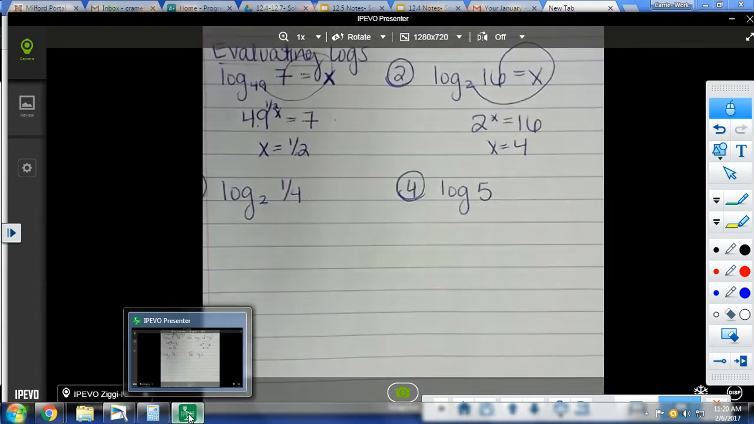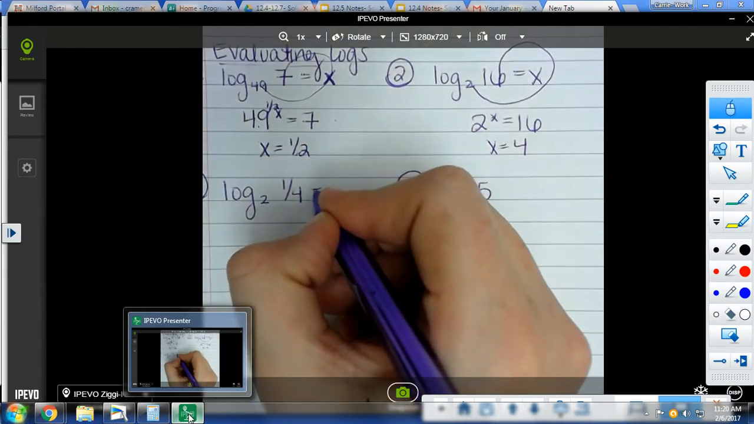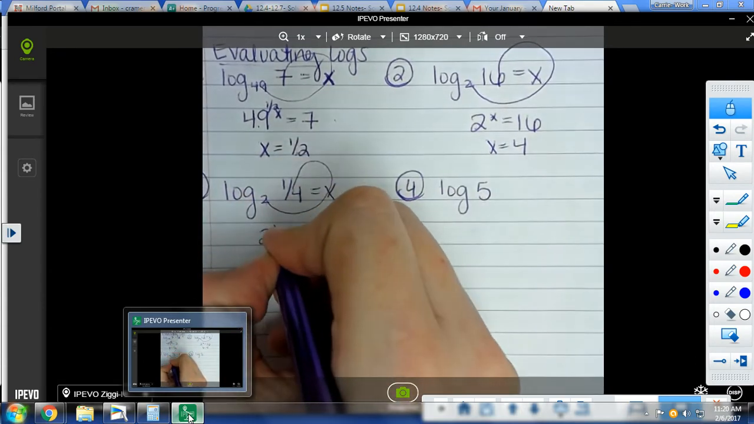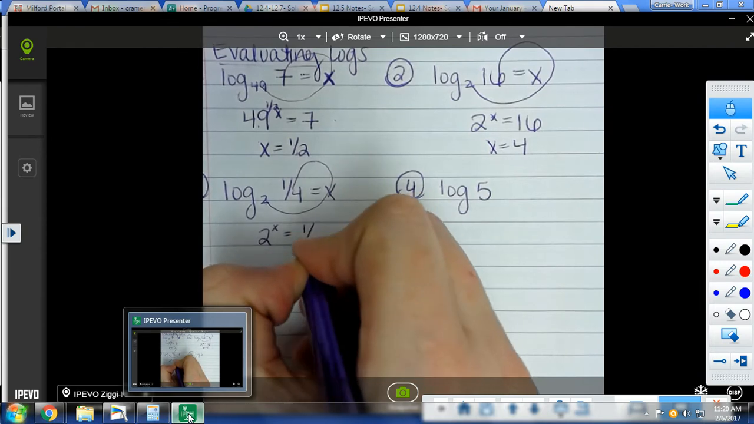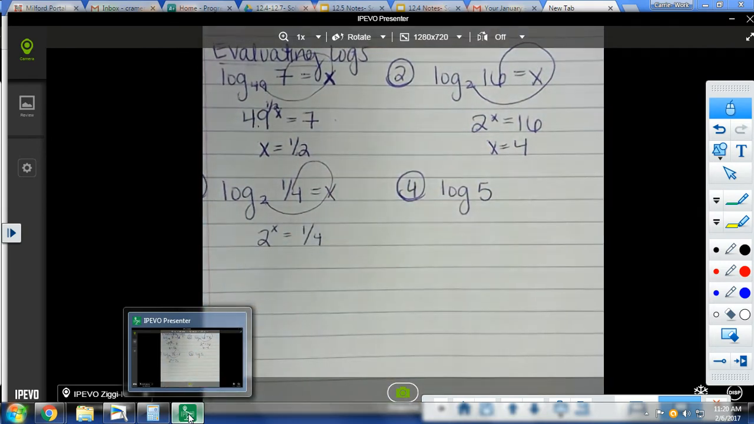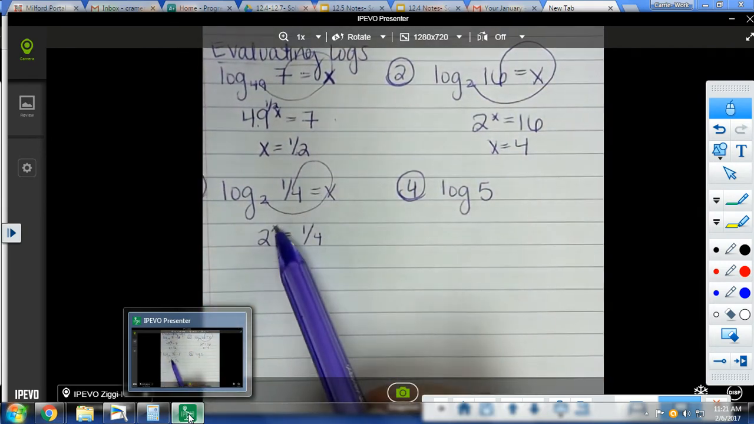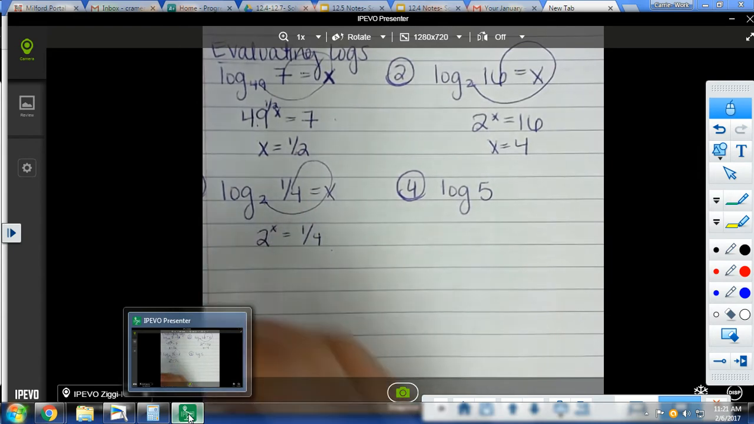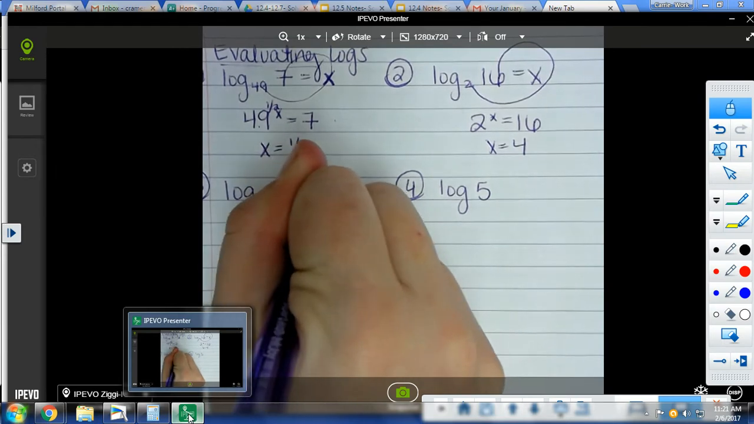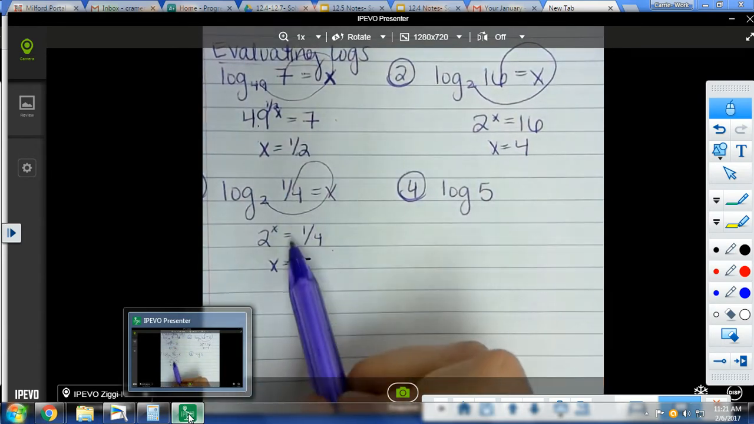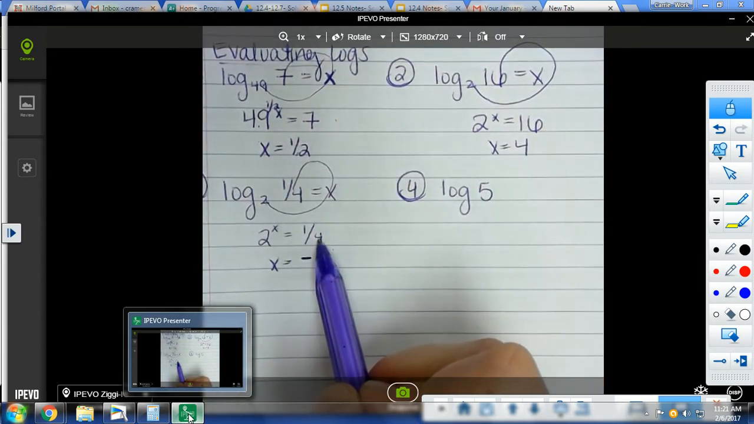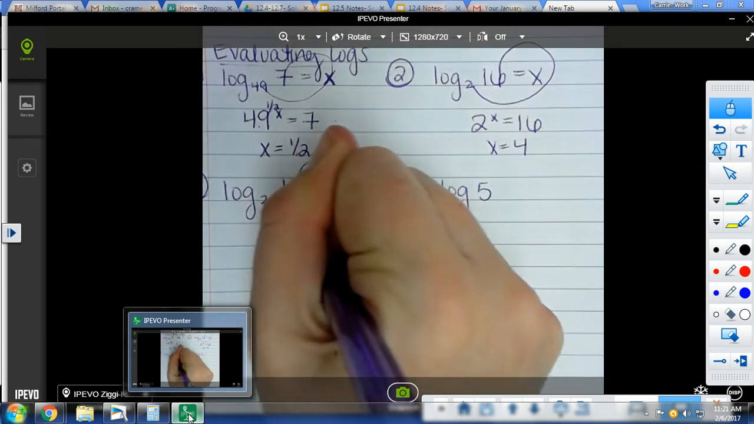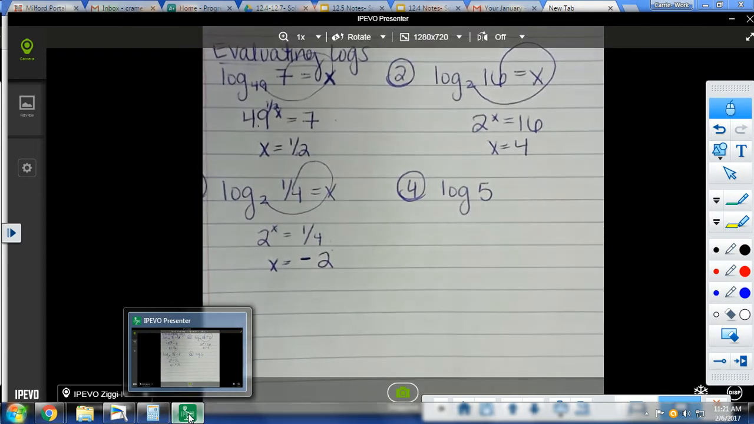All right, here we have 2 to the x equals 1/4. And since we have a fraction here, we know that this has to be negative to move it down to the denominator. So we know x is going to be negative. And then what would make it 4 in the denominator? Well, we know 2 squared is 4. So it needs to be squared in the denominator, so it must be -2.